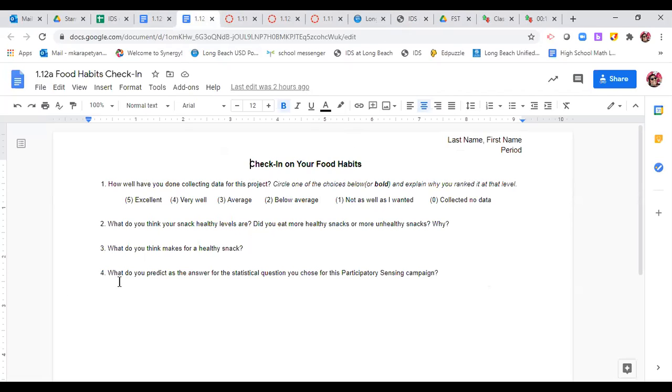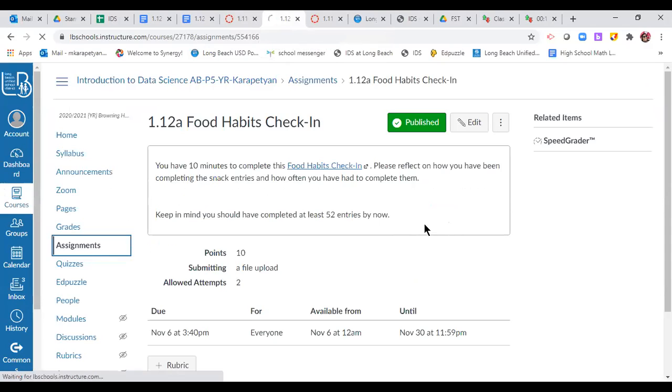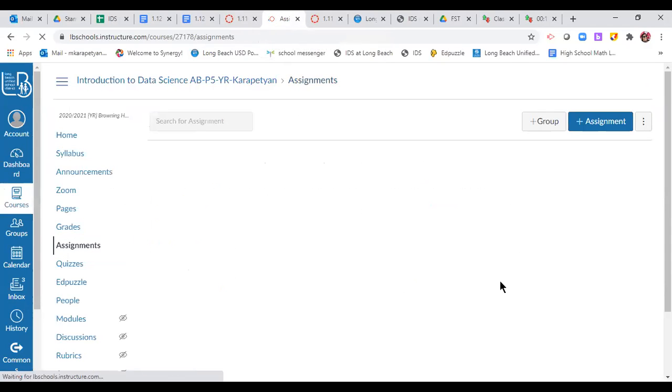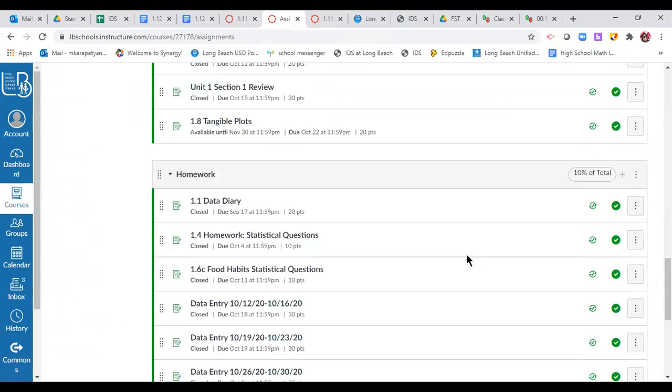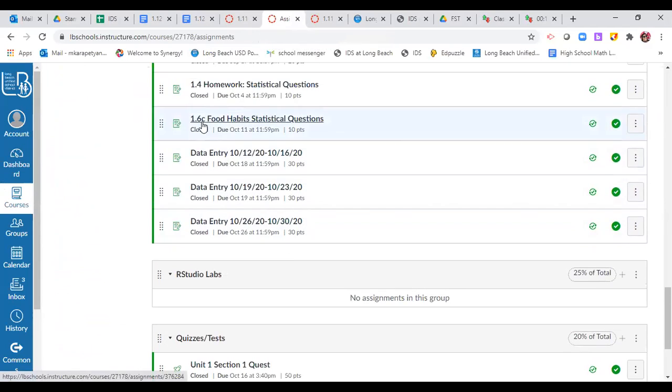And number 4 is the one I've been getting a lot of questions about. What do you predict as the answer for the statistical question you chose for this participatory sensing campaign? A lot of you have been saying, but Ms. K, what statistical question? Well, if you think back to our assignments, one of our homework assignments in Unit 1, right when we started collecting data, apologize, was your 1.6C food habits statistical questions.